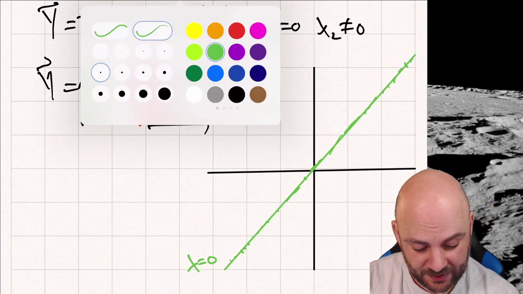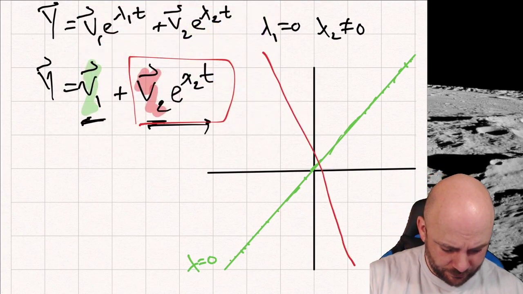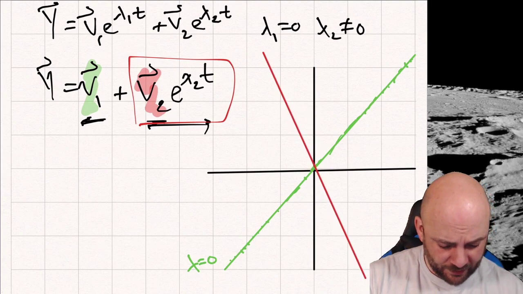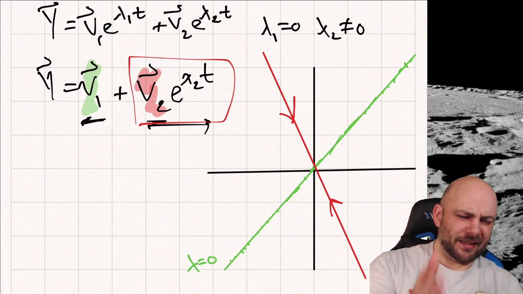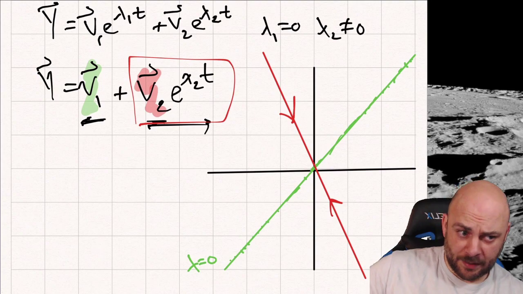Now, if I start anywhere else, let's first find V2. In this direction, if lambda was negative, I could have drawn this. I like it oriented this way. I could have done it the other way. If I start on this red direction, I move in towards.